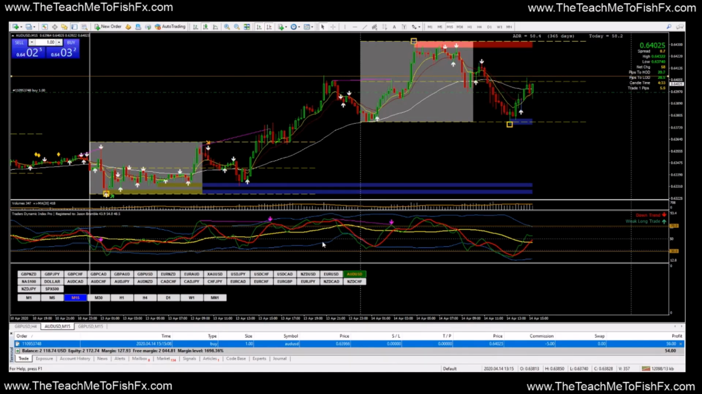Let's see, we'll make it green, yellow, how about that? Alright, so 11 pips off of a standard is $110. I just don't like putting that stop loss there, but it's moving good. Teach Me to Fish Forex members, you guys know we're scalping, but we're also going to be looking at our ISD.